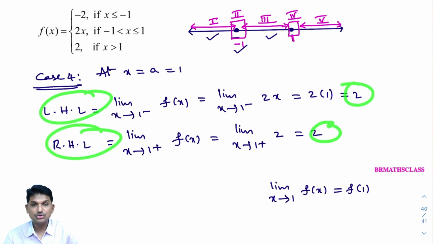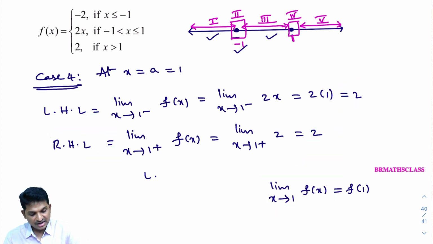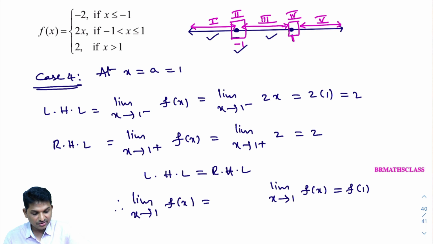Right hand limit is also 2. When left hand limit is same as right hand limit, then what do we say? The limit exists and this limit value is equal to 2. That only I'll write: left hand limit equals right hand limit. Therefore limit x approaches 1, f of x, I got this value as 2.